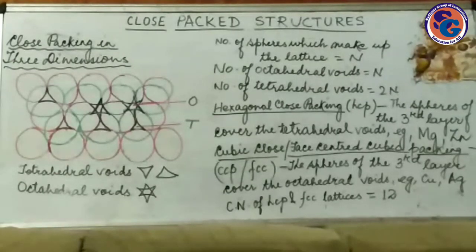As I told you, the tetrahedral voids are smaller than the octahedral voids. They are also double in number than the octahedral voids. So the number of tetrahedral voids in a lattice is given by 2N.